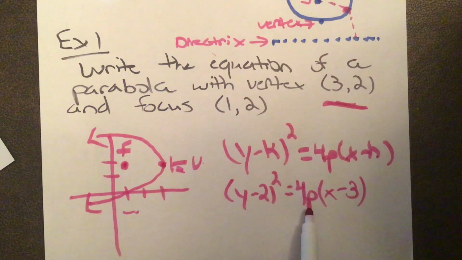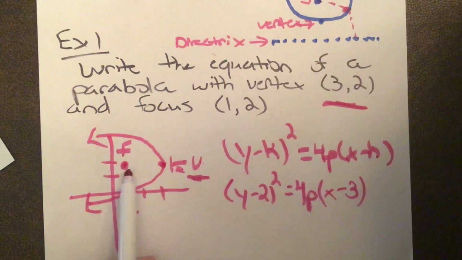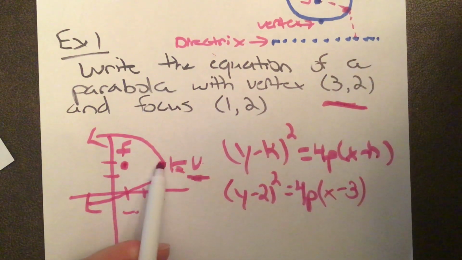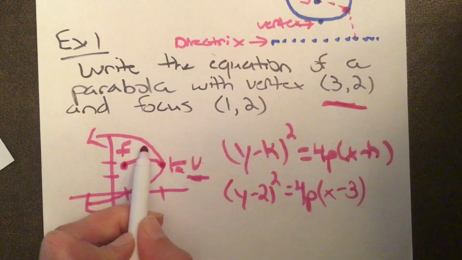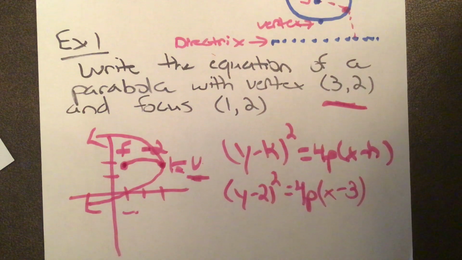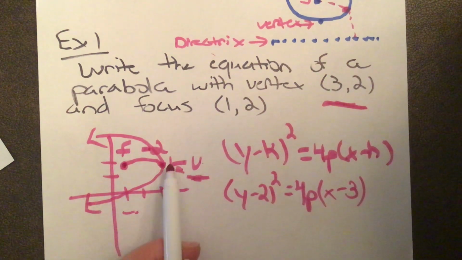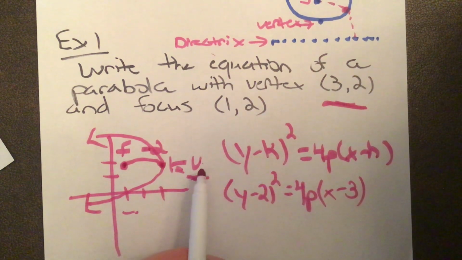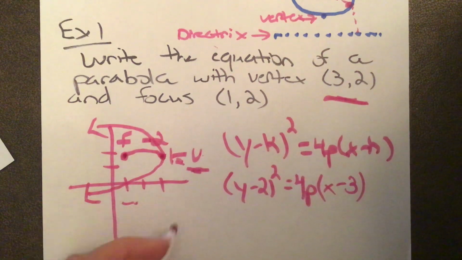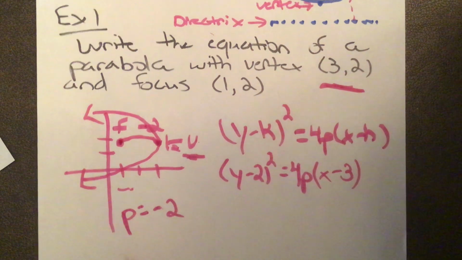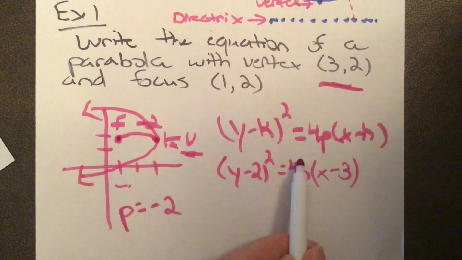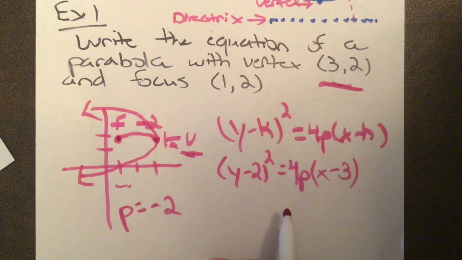How do I figure out the p? So remember, the p is the distance that you move from the vertex to the focus. So right here, how many spaces do I have to go from the vertex to the focus? I move 2, but I'm moving 2 in a negative direction because I'm going backwards. If I was going this way, it would be a positive 2. So my p is negative 2.